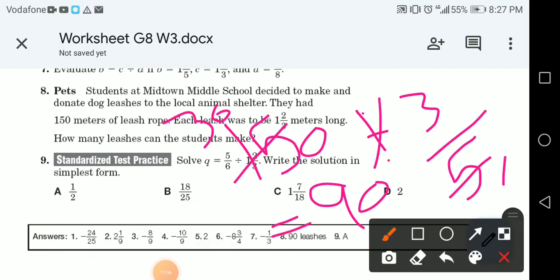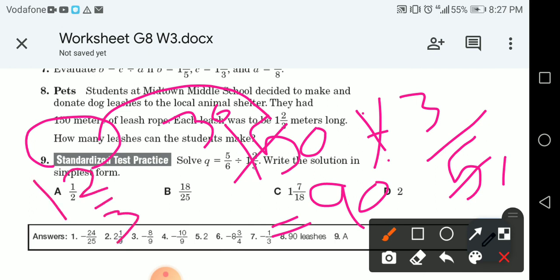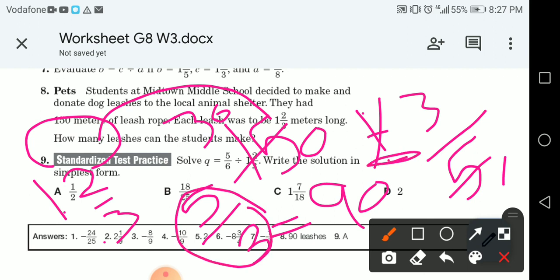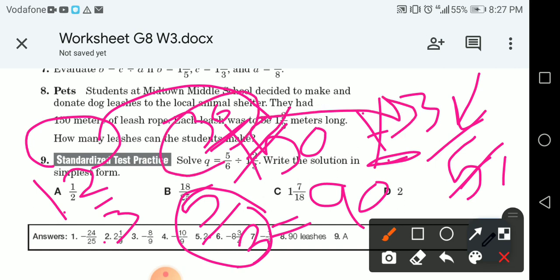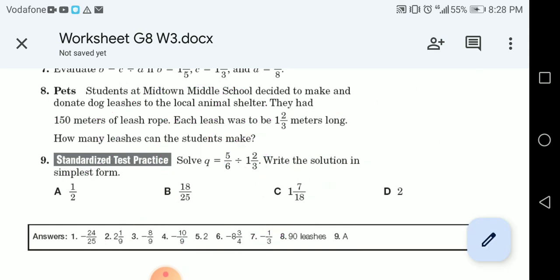Here I'm going to take the 150 meters divided by 1 and 2/3. When I say it's divided by 1 and 2/3, I will convert the 1 and 2/3 into what? Into improper. 3 times 1, 3, plus 2, 5. 5 over 3. When I want to multiply, I will take the reciprocal, 3 over 5. 150 times 3 over 5. Let's simplify. Divided by 5, gives me 1. Divided by 5 gives me 30. Then this 30 times 3 gives me what? 90, guys. So the answer is 90.